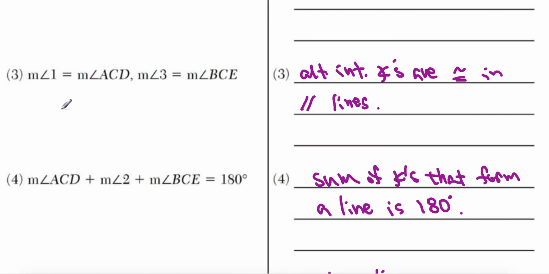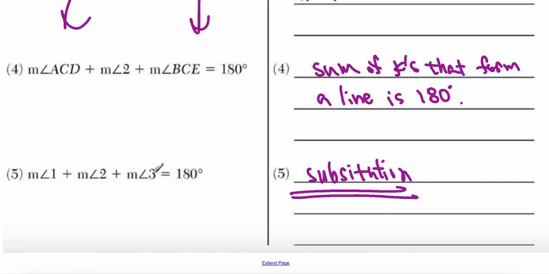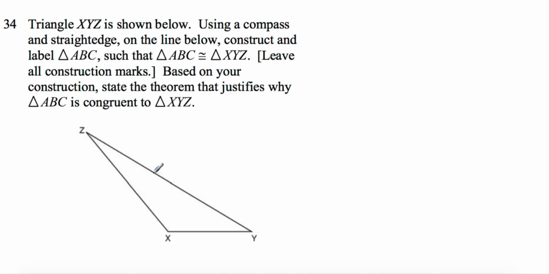Because we had an equal amount that has been substituted to get to the last condition. All right, let's move on to the next question. Number 34. Construct this triangle.